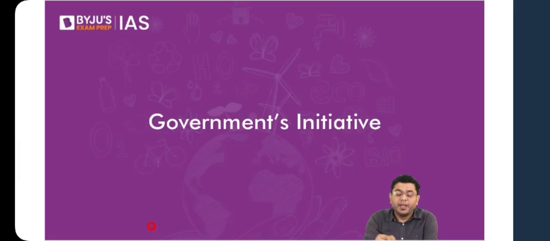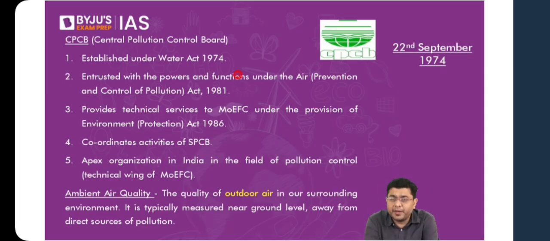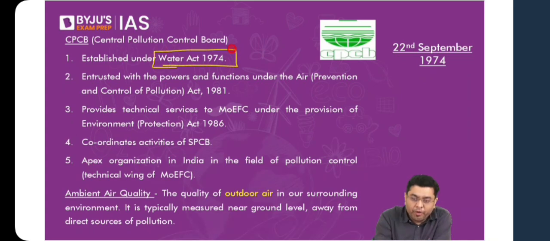Then we'll take a look at a few of the government initiatives which have been launched in order to combat air pollution, the scourge of air pollution. So here, the first thing that the government did was the establishment of CPCB. Now, CPCB is a statutory organization. Statutory organization means established as per the statute of the law, as per the conditions of a legal matter. So that is where this CPCB was established under the Water Act of 1974.